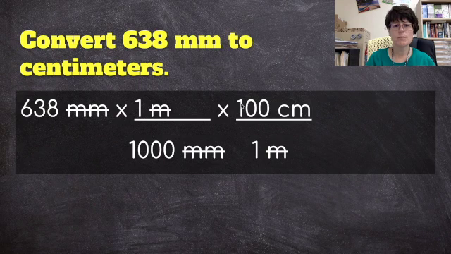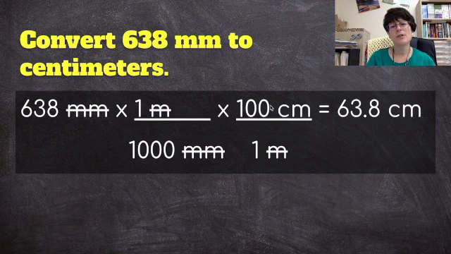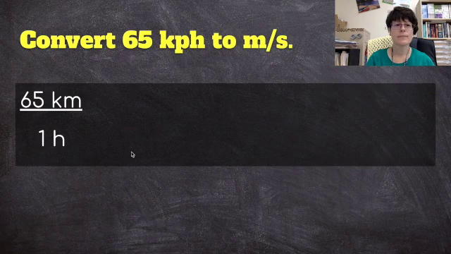I multiply across the top and then divide by what's on the bottom, and I get 63.8 centimeters. You could also cancel out some zeros here and realize that you're just dividing 638 by 10 too. Okay, so that was a little more complex, two conversion factors. Let's get even a little more complex.